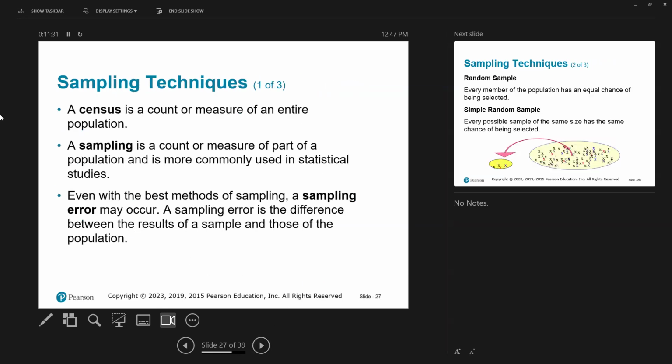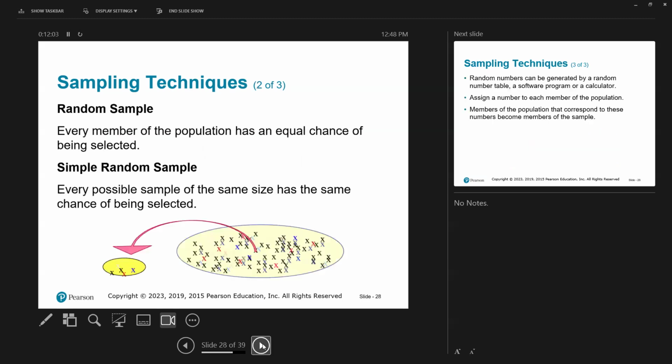Now we're going to look at the sampling techniques. And before we look at the sampling techniques, we're going to learn some keywords. A census is a count or measure of an entire population. A sampling is a count or measure of part of a population and is more commonly used in statistical studies. Even with the best methods of sampling, a sampling error may occur. A sampling error is the difference between the results of a sample and those of the population.